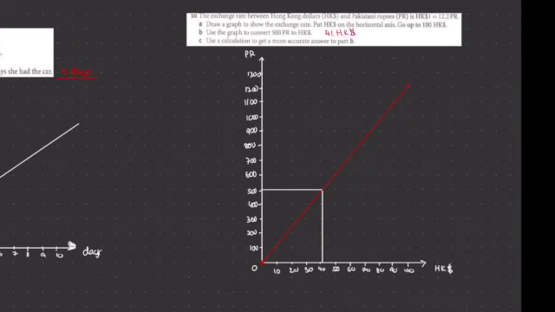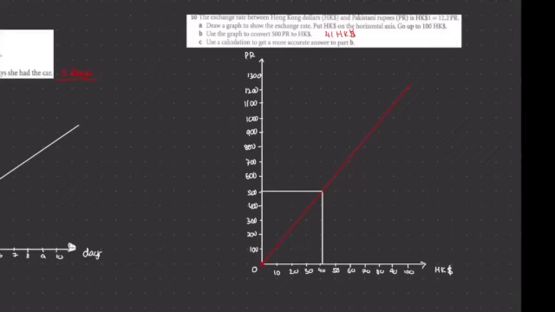Use a calculation to get a more accurate answer to part B. So it means that I need to use a formula. Or I can just use this one here. 1 Hong Kong dollar equals 12.2 Pakistani rupees. Now I don't know how many Hong Kong dollars I have, but I have 500 Pakistani rupees. So I need to figure out 12.2 times 1 equals 500. I just take my calculator and do 500 divided by 12.2.